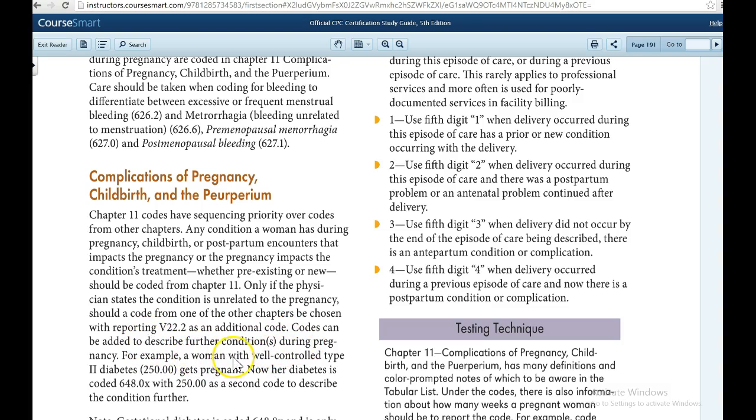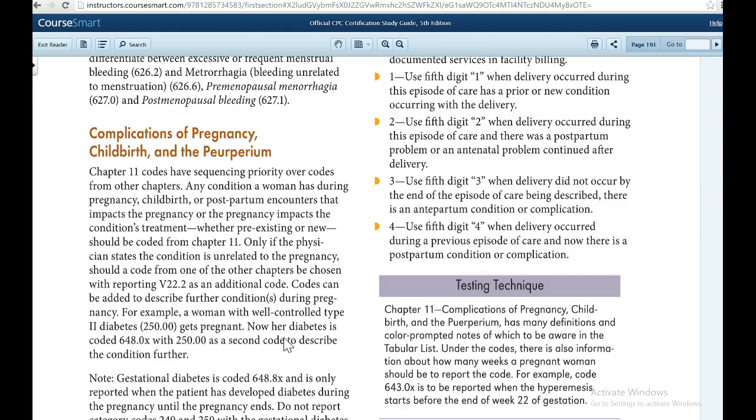For example, a woman with well-controlled type 2 diabetes gets pregnant. Now her diabetes is coded as 648.0 with 250.00 as a second code to describe the condition further. Make sure you remember that. That 648.0, that's pregnancy dealing with the diabetes, but we also have to put that 250.00 for the regular diabetes.